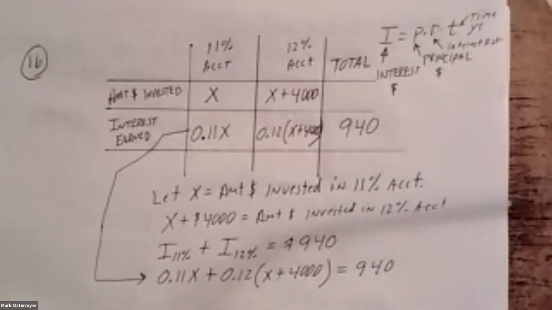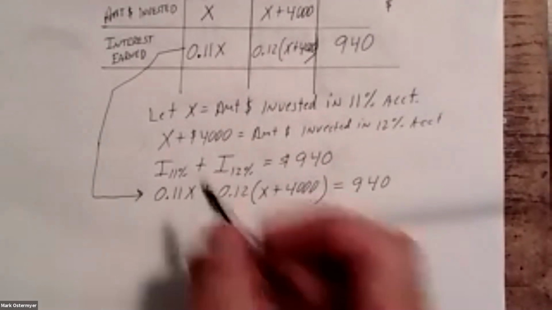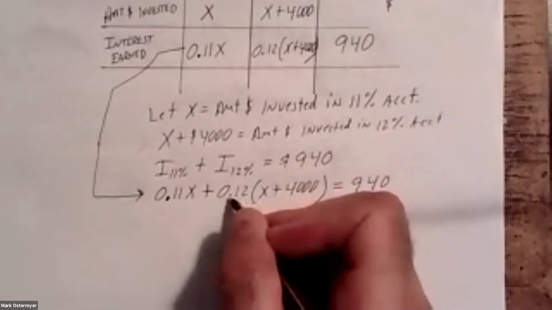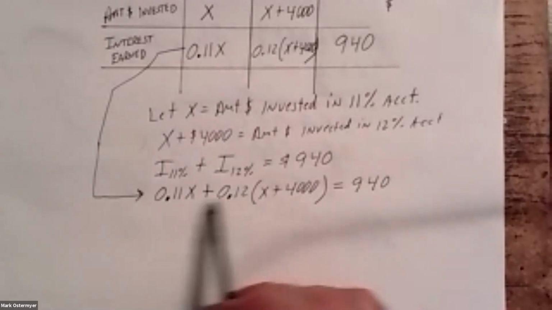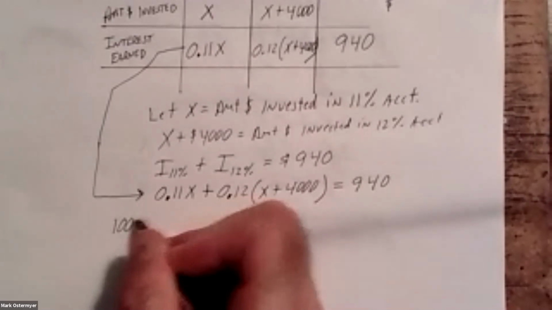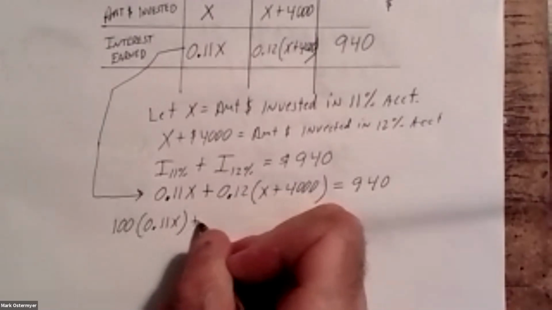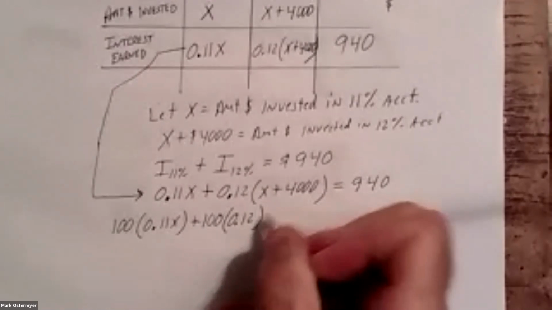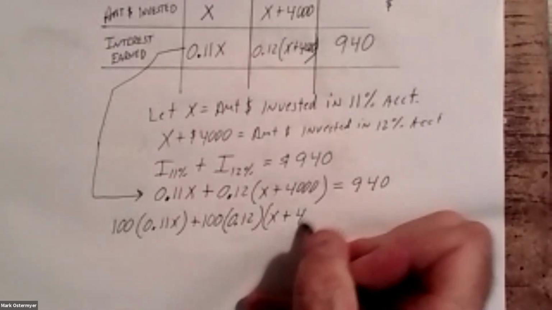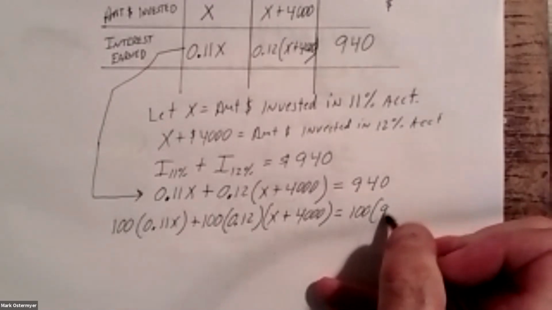So how do we solve this equation for x? Well, for one thing, we've got decimals, and decimals are messy. We would like to get rid of the decimals, and we can if we just multiply both sides of this equation by 100. So I'm going to multiply this term by 100, this term by 100, and the right side of my equation by 100.